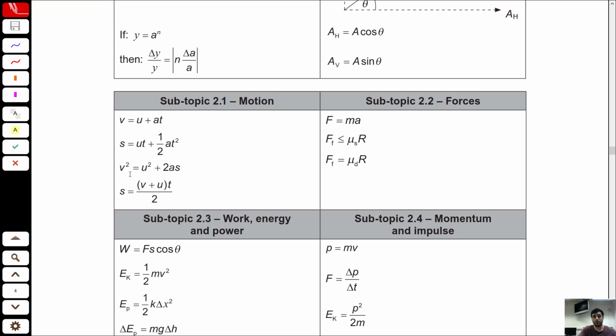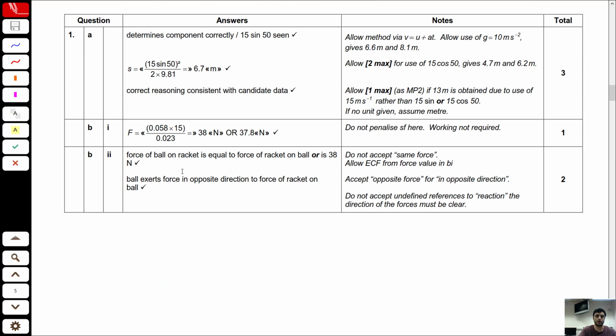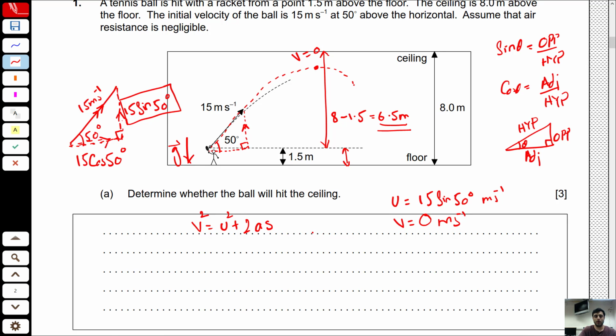Since time is not given to us, we will avoid this, and this one. So v squared equals u squared plus 2as. a is the acceleration and s is the displacement. Now what we need to find is the vertical displacement that the ball will travel till it reaches the maximum height. So try to make s the subject.